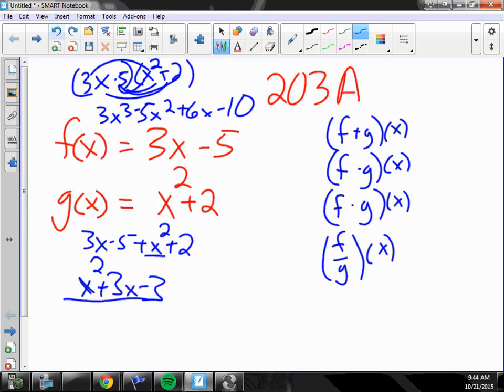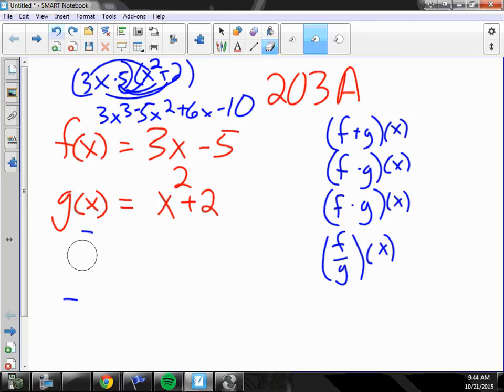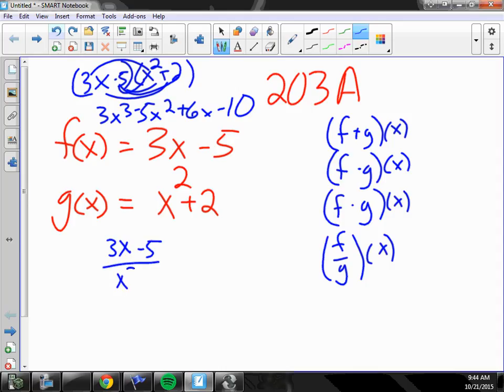What about dividing? So 3x minus 5 over x squared plus 2. Can I simplify that? No. What if it was x squared plus 5? Can I cancel the 5's? No. You have to factor them and cancel the factors. So what is the domain?